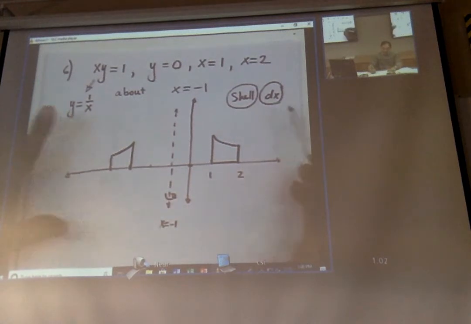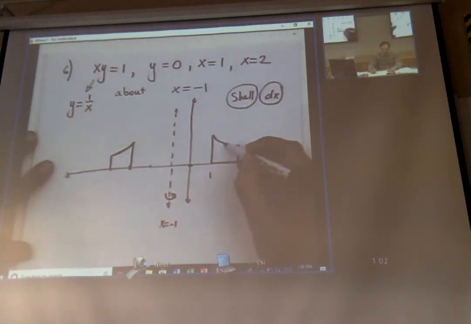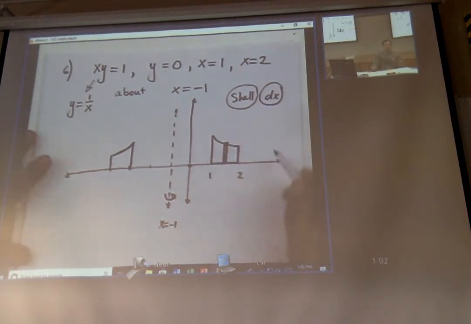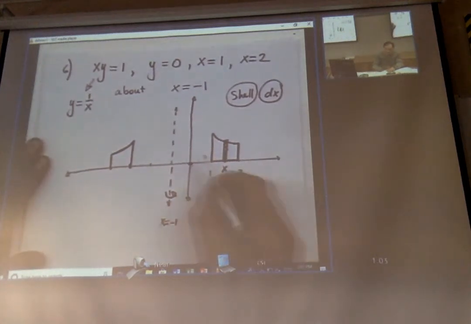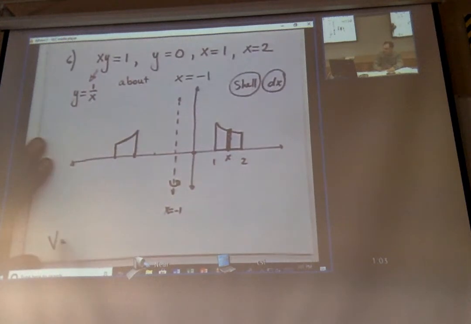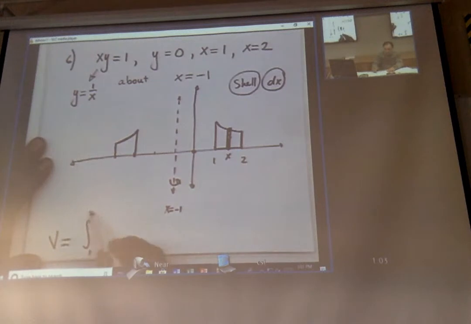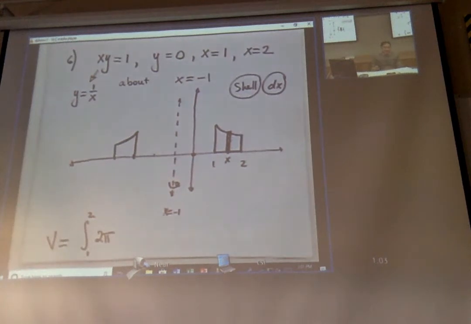And the other thing is, I have to put my rectangle, so here's my rectangle. Remember, this rectangle is parallel to the axis of rotation, and I'm going to throw this x in, this is my x right here. So when you're trying to set up that integral, it will be the integral from 1 to 2, 2 pi, and the question is, what is the radius of this shell or pipe?